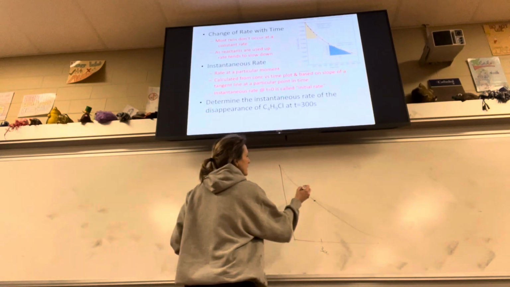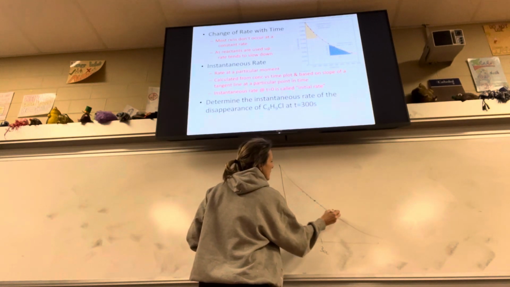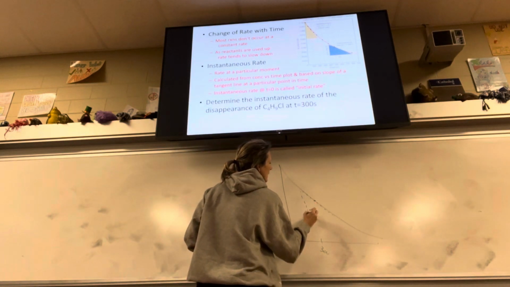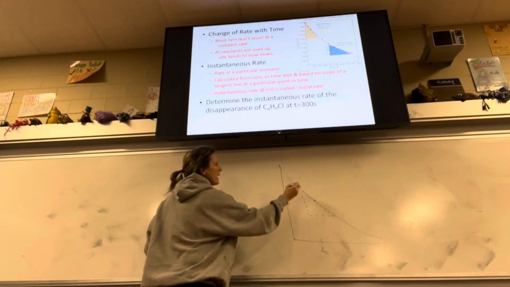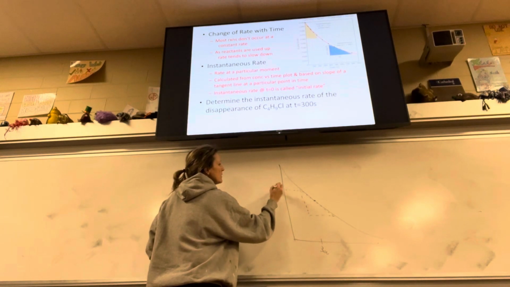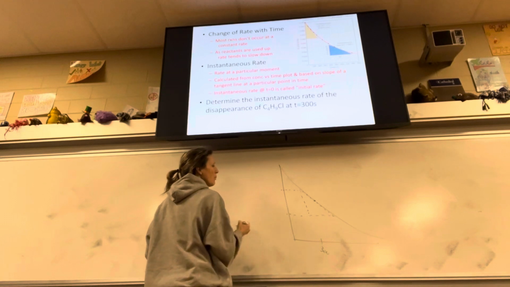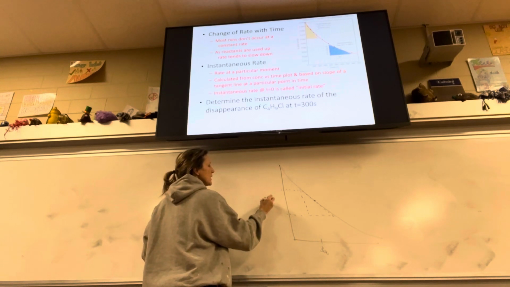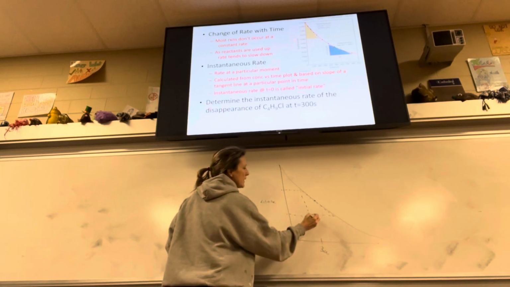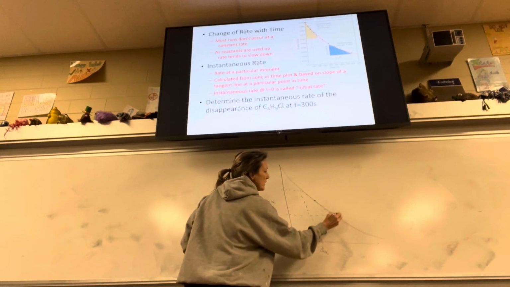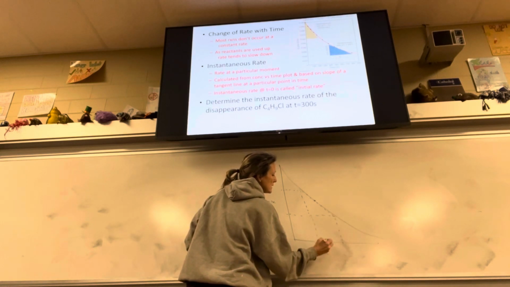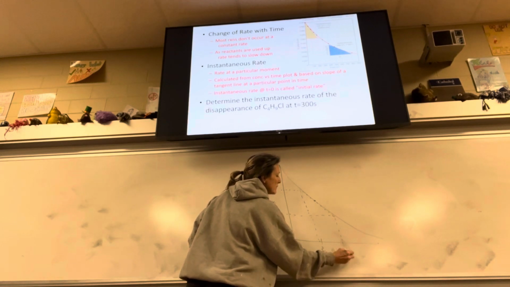So I'm going to draw a tangent line, and you can make it as big again or as small as you want. And then I'm going to draw it over to the y-axis. This is going to be our change in concentration, and then dropping it down here to the x-axis. This is going to be our change in time.